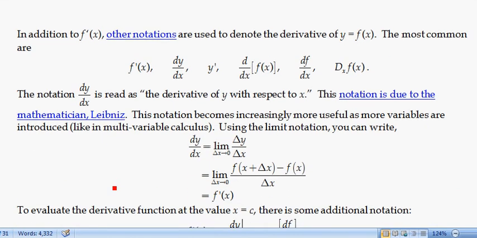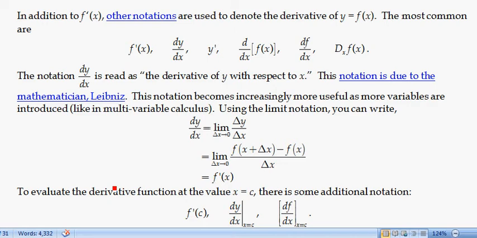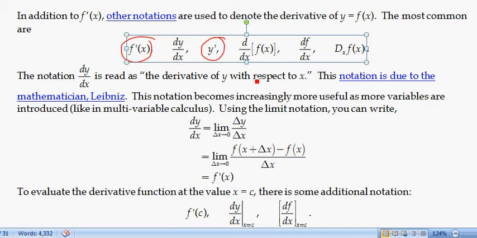Moving on to some other notations. The most common ones that you're going to see are f prime and y prime, which we've already seen. The others, these three right here, are due to Leibniz, and they are definitely valuable and will become more and more valuable as you move through calculus. When you get to multivariable calculus, for example, you're pretty much only going to stick with Leibniz's notation.